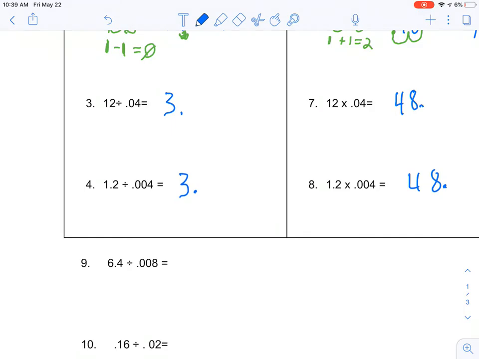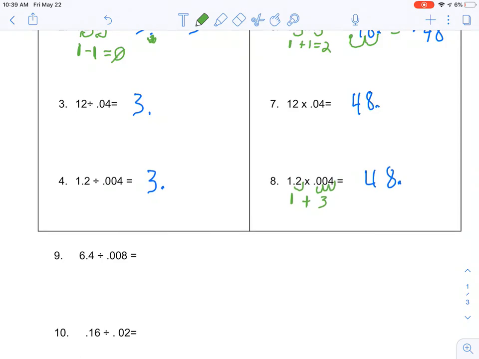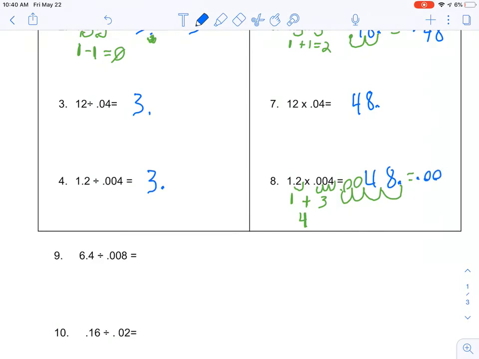With this first one, we will notice that the decimal moves one place here. So that's going to give us 1, and it moves 1, 2, 3 places here. 1 plus 3. So how many decimal places is that going to be? 4 total. So let's move it: 1, 2, 3, 4. So what's our ultimate answer going to be? Perfect. 0.0048.